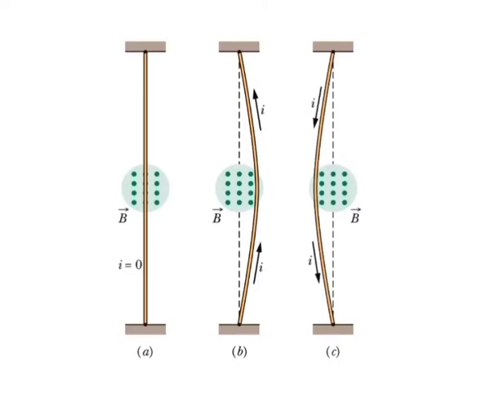In the figure shown, a vertical wire carrying no current and fixed in place at both ends extends through the gap between the vertical pole faces of a magnet. The magnetic field between the faces is directed outward from the page. In figure B, a current is sent upward through the wire. The wire deflects to the right. In figure C, we reverse the direction of the current and the wire deflects to the left.